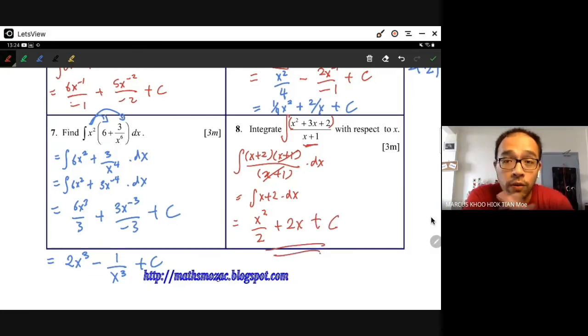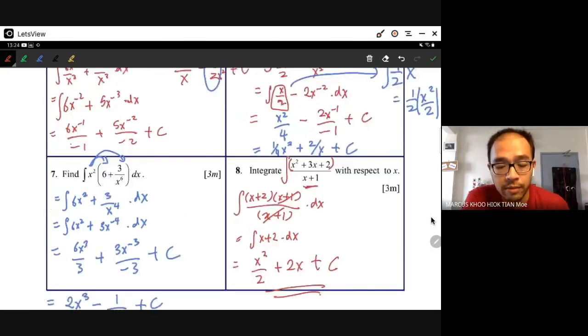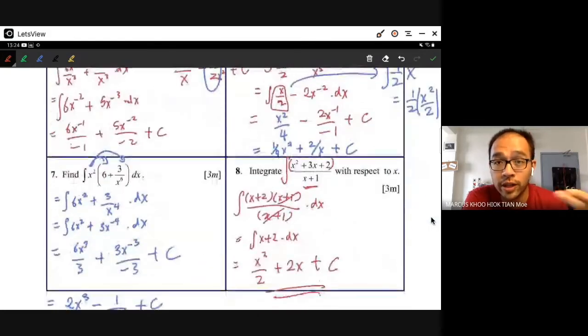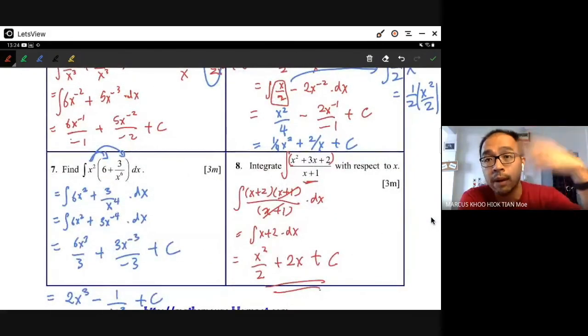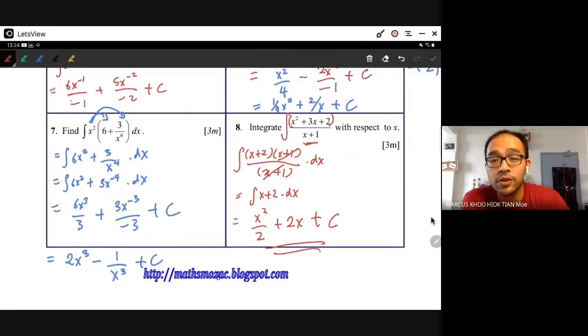So of all the integrations kan, actually number 4, 5, 6, 7 is actually the more difficult integration lah. So dia ada melibatkan bawa ke bawah, bawa ke atas. Number 8 is not difficult at all. You just have to know how to factorize lah. How to factorize this matter.